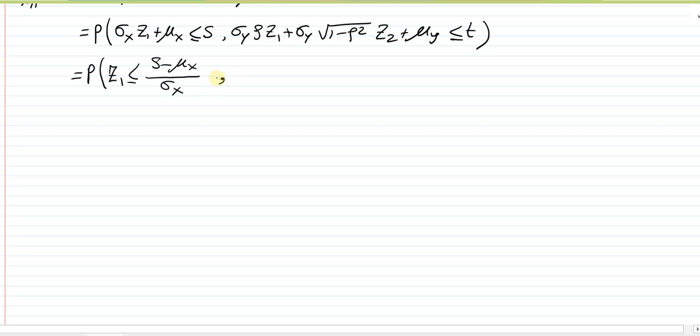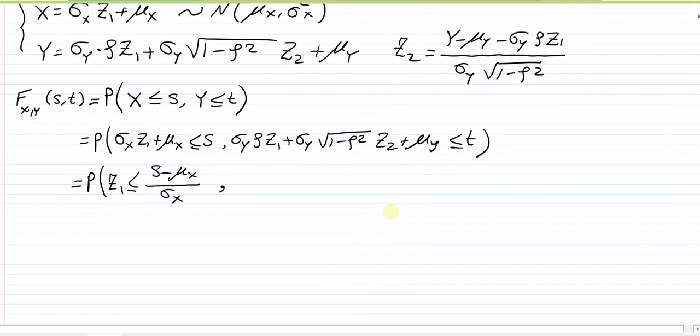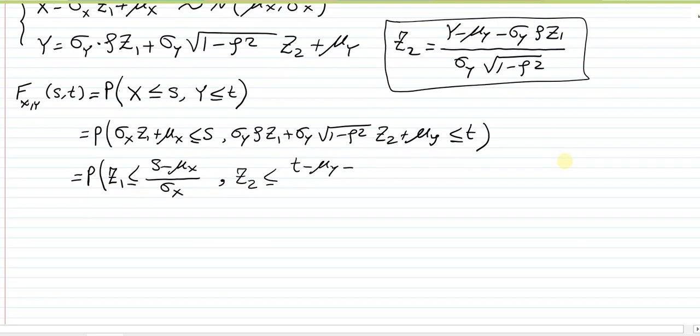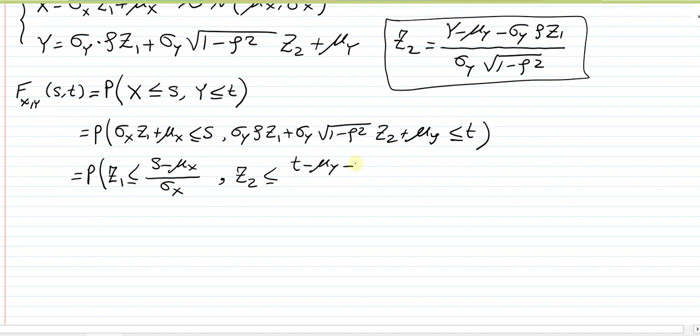And then for the second part, we're going to solve for z2. And remember, I solved for z2 earlier. Of course, we have a t on the right side. Therefore, z2 is going to be less than or equal to t minus the expression that I had up here, minus mu y, minus sigma y rho z1, all of that divided by sigma y square root of 1 minus rho squared.